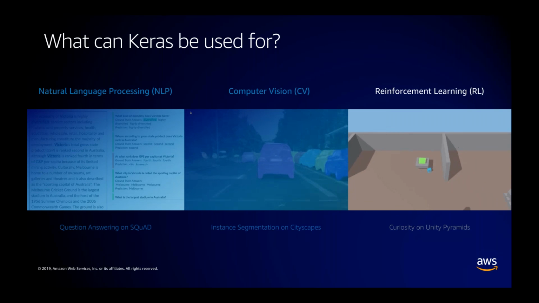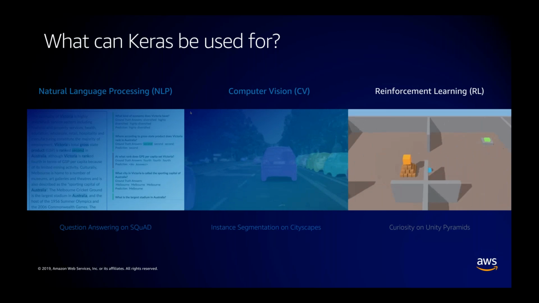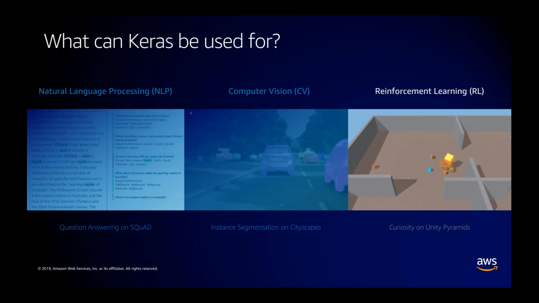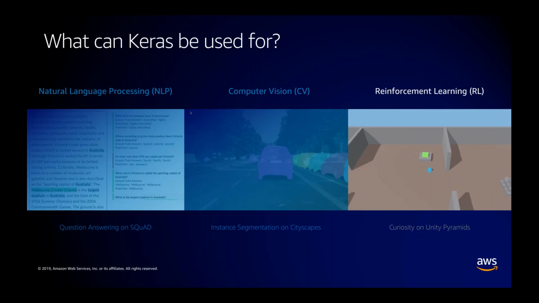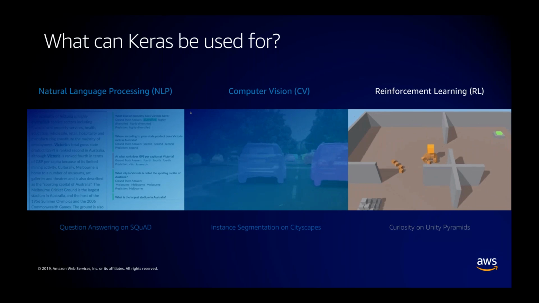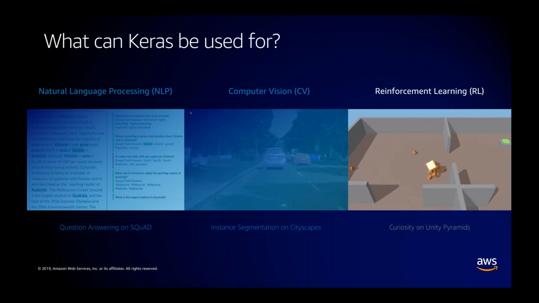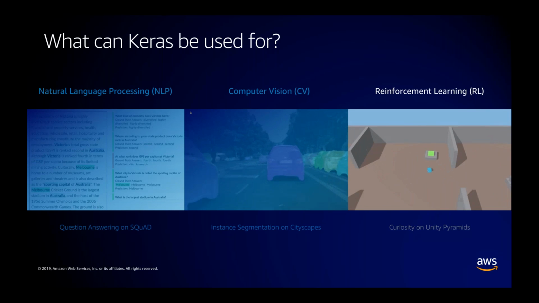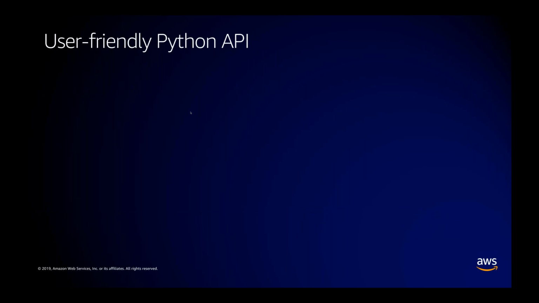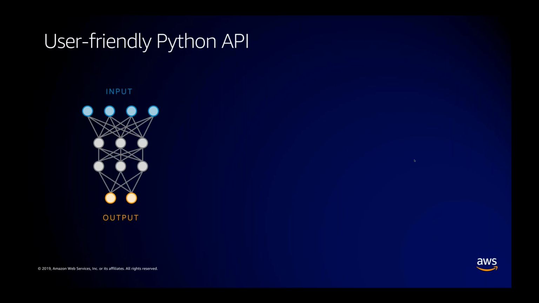And then lastly, reinforcement learning is another area. It's got a lot of traction recently, especially deep reinforcement learning. And we can use Keras for reinforcement learning to create a network that can decide the best actions to take. And as I mentioned before, it's a really user-friendly API.